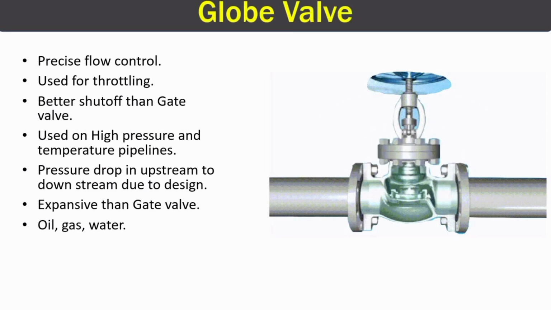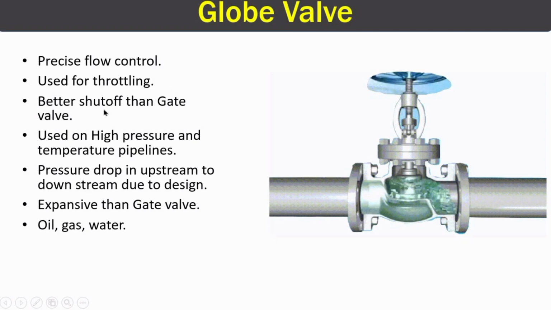Moving on to our second type, that is globe valve. The globe valve has globe like shape, and they are used for precise control, means they are used to properly or accurately regulate the flow. That was not found in gate valves. All right, the gate valves are used to completely either open up the valve or completely shut off. But globe valve is used for good regulation or flow regulation. That's why they are used for throttling purposes. Although they provide better shut off than gate valves.